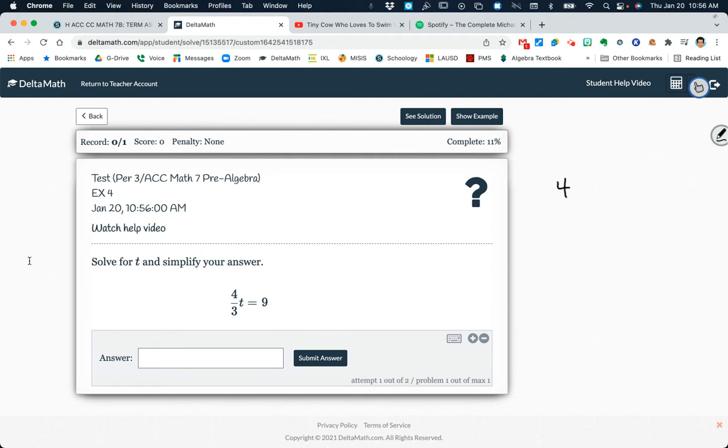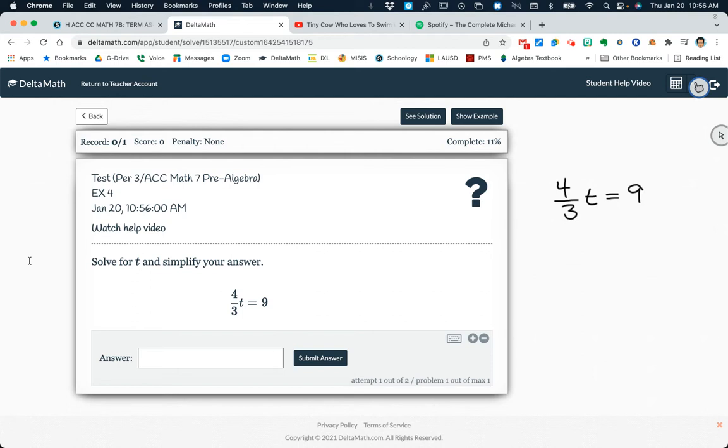4/3 times t equals 9, sorry. Write that down: 4/3 times t equals 9. There's a couple of ways you can do this, and basically, I'm going to ask you which one you're more comfortable with. Are you guys ready? So right now it looks a little intimidating, right?